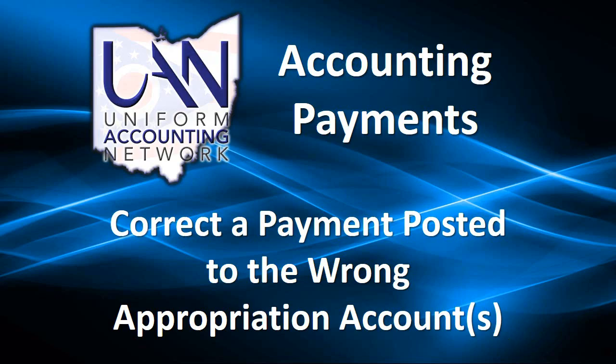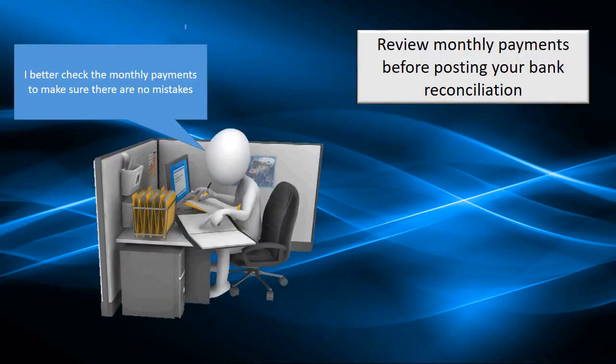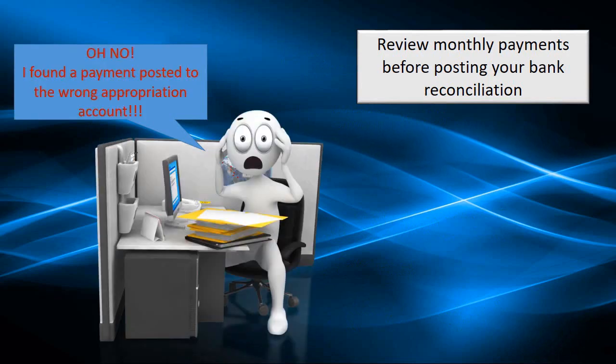This is a short video showing how to correct a payment posted to the wrong appropriation account. UAN always recommends you review your monthly payments before posting your bank reconciliation. There's Brutus hard at work, checking to make sure he didn't make any mistakes. Oh no! He found a payment posted to the wrong appropriation account. It's a good thing he was checking.